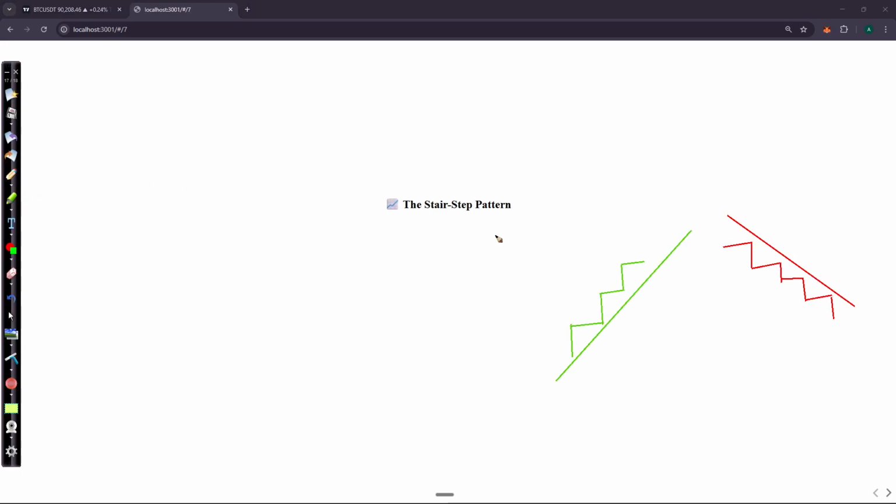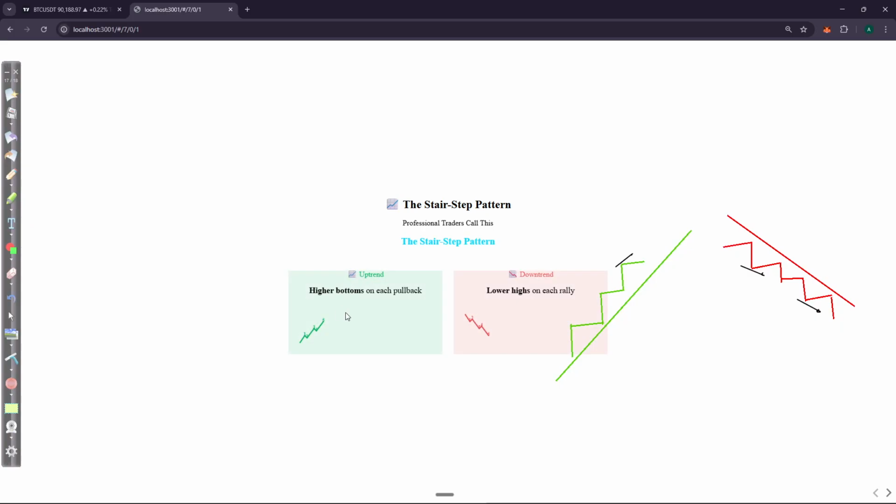So here, if I put the analogy, it's making higher high, right? Higher low, higher high, higher low, higher high, higher low. Here it's making lower high, lower low, lower high, lower low, lower high, lower low, lower high, lower low. So this is how the uptrend and downtrend gets defined. So see, higher bottoms on each pullback, lower highs in each rally.